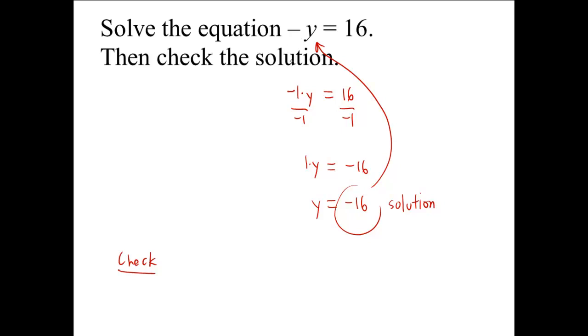Notice that there is a minus sign and then the y. And the y is a negative 16. So we have the minus sign or negative sign of negative 16 equals 16. Well, that is true. A negative of a negative, or opposite of a negative, however you want to say it, is positive 16. We get a true statement, which means that y equals negative 16 is indeed the solution.